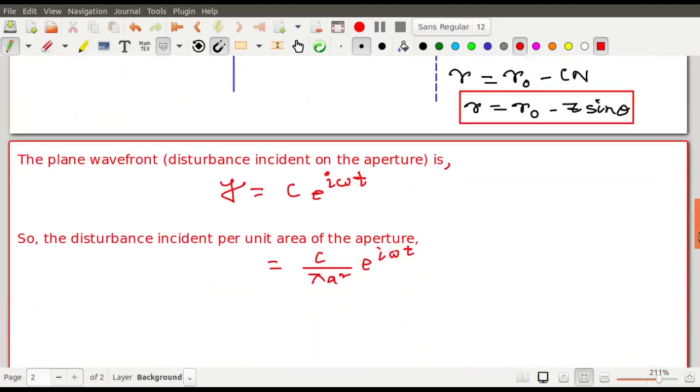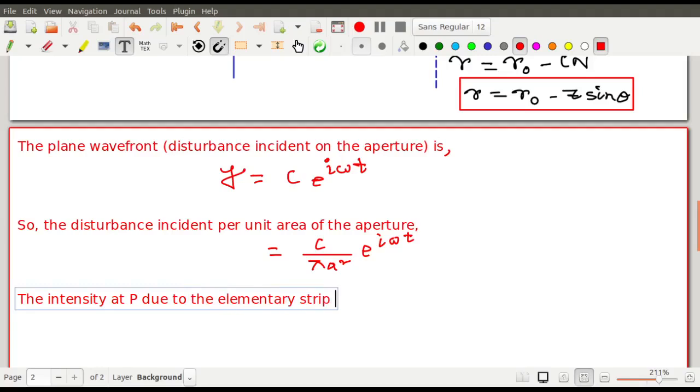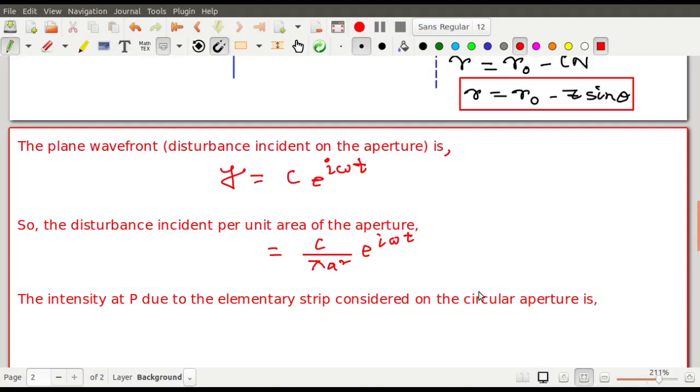Now you will see that I have already considered that elementary area and the elementary strips. So next I write over here: the intensity at capital P due to the elementary strip considered on the circular aperture is.